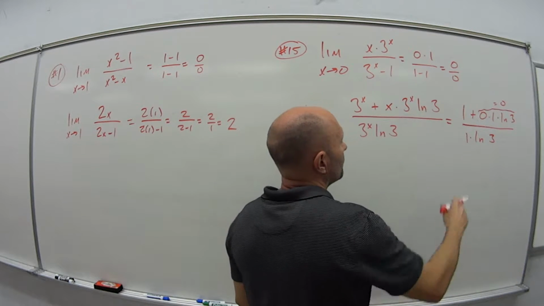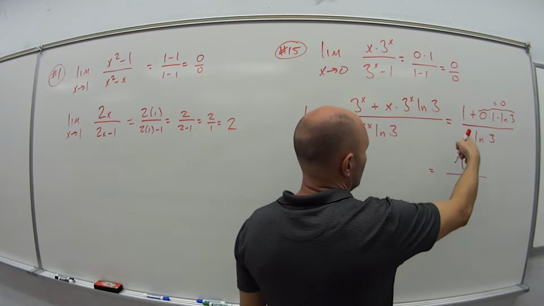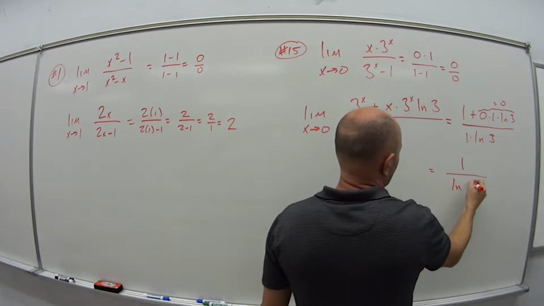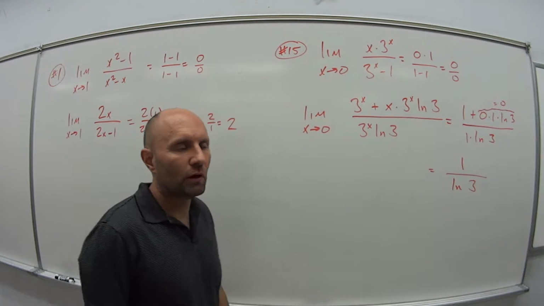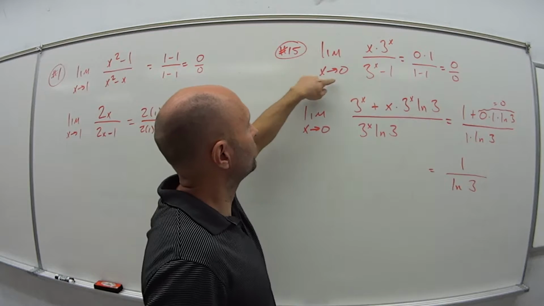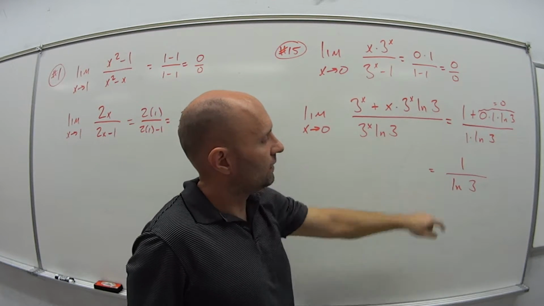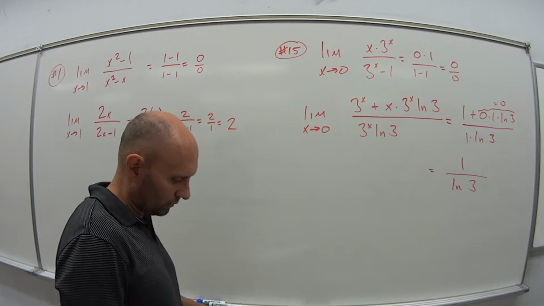So I get what? I get 1 in the numerator. 1 plus 0 is 1. And 1 times natural log of 3, so just natural log of 3 in the denominator. So that's my answer. So the limit as x approaches 0 of this function is 1 over natural log of 3.